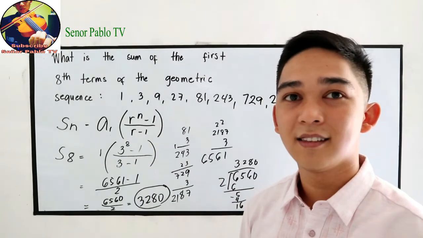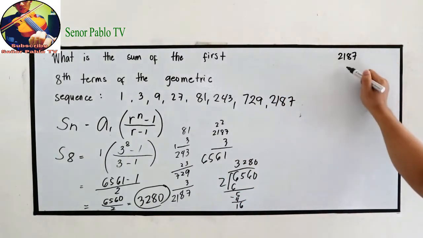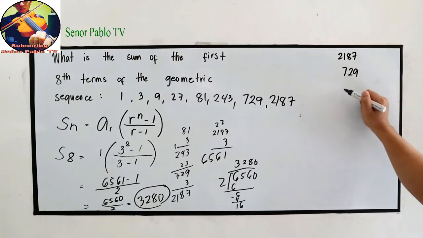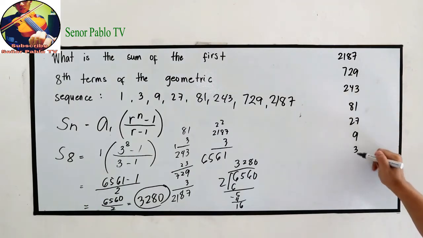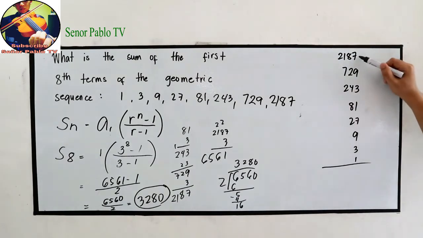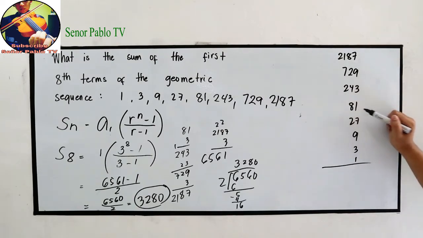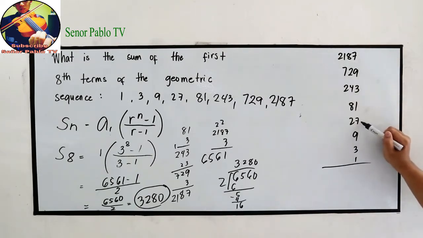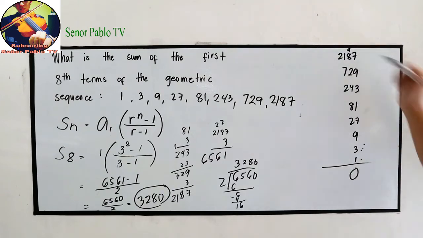So we need to add. So i-add natin 2187, 729, 243, 81, 27, 9, 3, and 1. So 7 plus 9, 16 plus 9 plus 3, 19 plus 1, 20, 27, 27, 36, 36, 37, 30, 39, 40. 40. So carry forward.